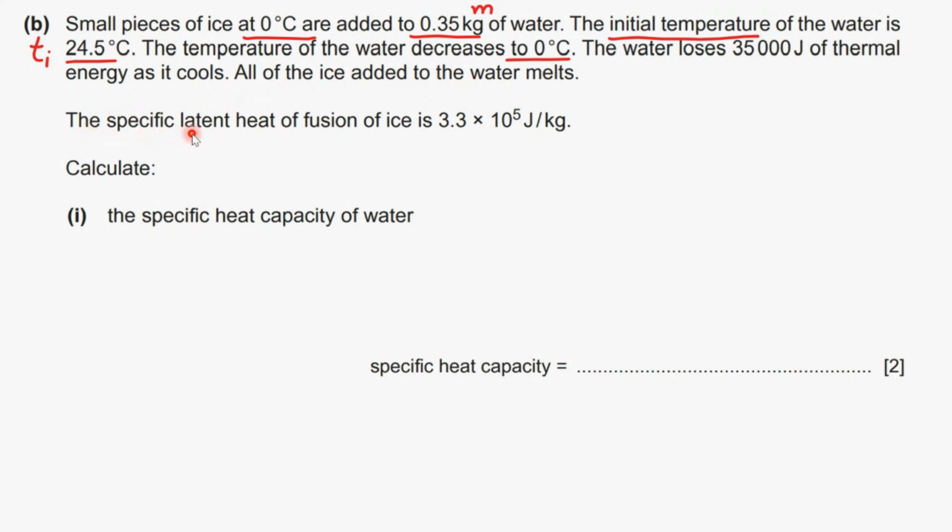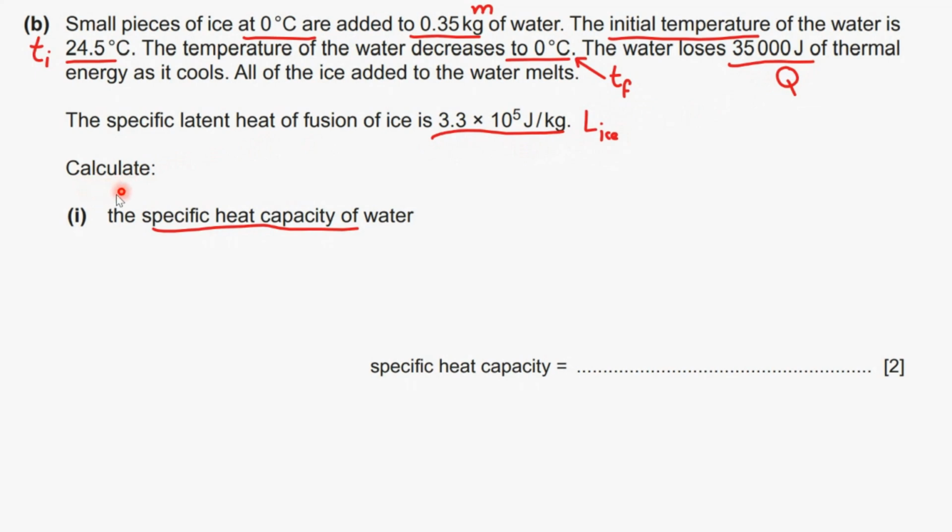Then the specific latent heat of fusion is given as 3.3 times 10 to the power of 5 joule per kilogram. We might use all of these values again: 0.35 kilogram for the mass, 24.5 as the initial temperature, 0 as the final temperature, the latent heat for the ice, and Q, which is the amount of energy lost.